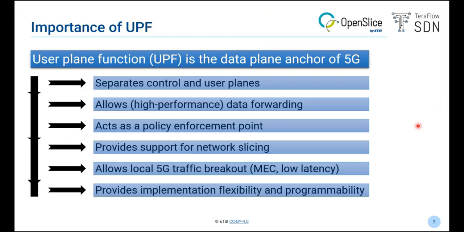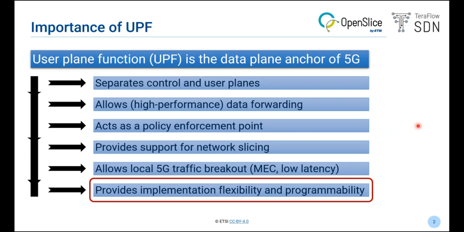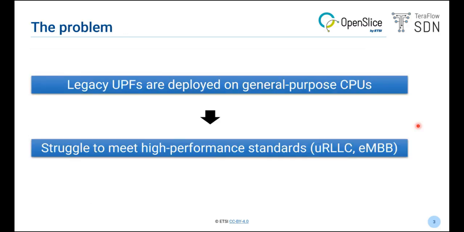Well, the UPF is one of the essential functions of 5G for many reasons. It first and foremost separates the control from the user plane, allows high-performance data forwarding. It acts as a policy enforcement point, supports network slicing, local breakouts, and an important thing is also that it offers programmability at the point where you can apply it. And this is what we try to leverage here.